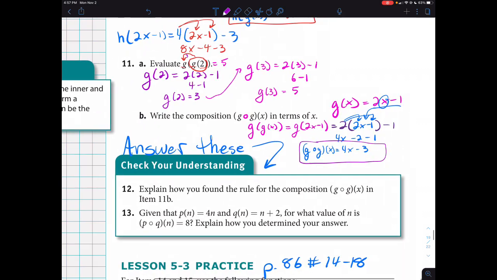Okay, so you're going to answer these questions. Explain how we found the composition for g of g of x. So it's talking about this thing right here. Explain the process that I went through to get that. And then number 13, given function p of n and q of n, for what value of n makes our composition equal 8? So you have to do the composition p of q of n, set it equal to 8, and then solve it.